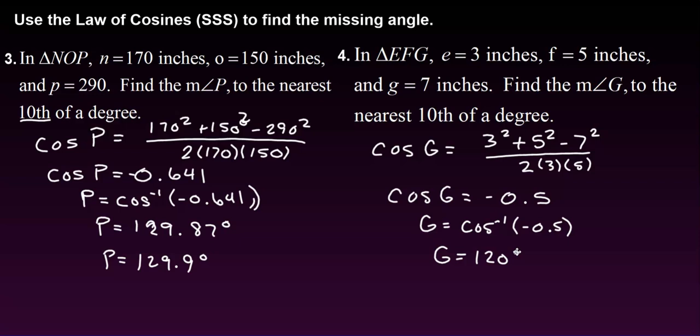All right, with that, that is how you use law of cosines given side, side, side to find the missing angle.